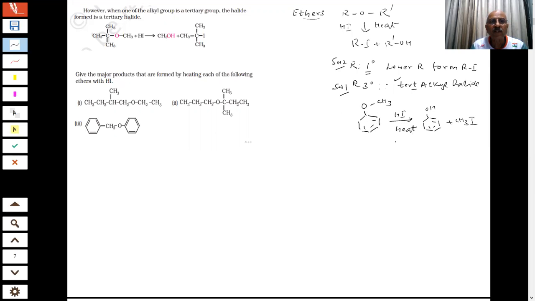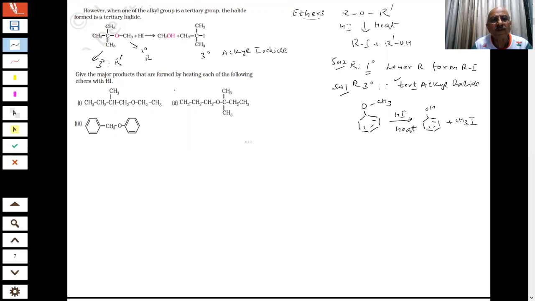So we are aware of this, and here we have given an example. If this is the ether, this R group is a 3 degree alkyl group and this is a 1 degree. If I say R' and R, then it is clear that a 3 degree alkyl halide is formed. This is a 3 degree alkyl iodide. Clear? And the next is the alcohol.